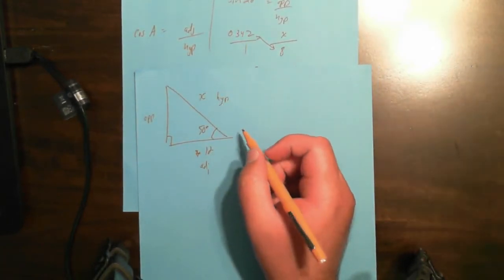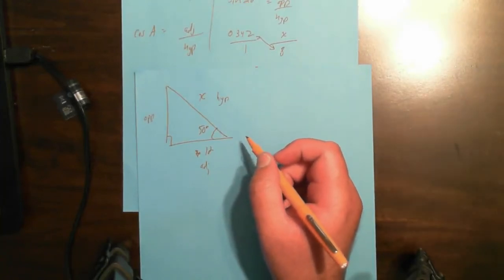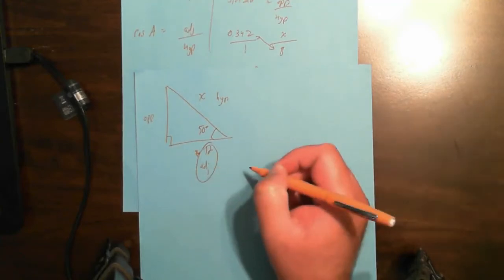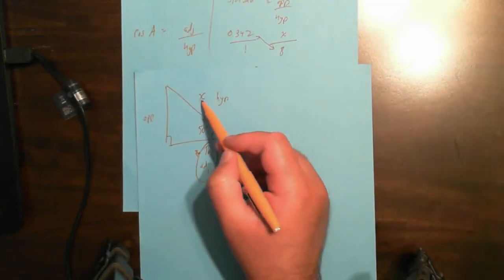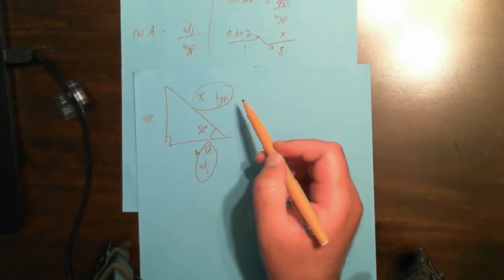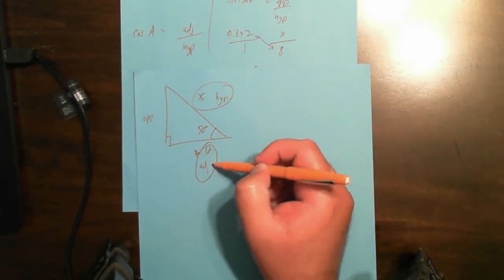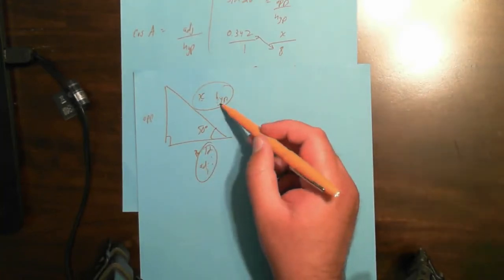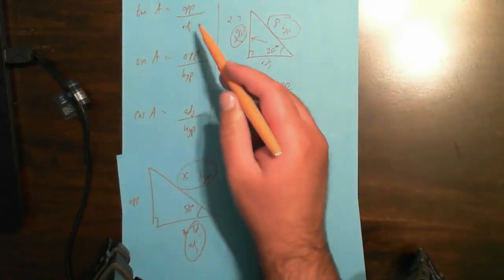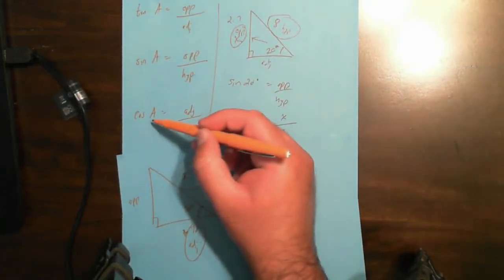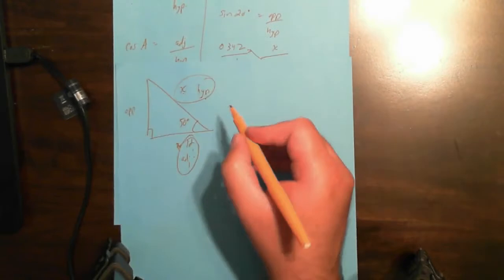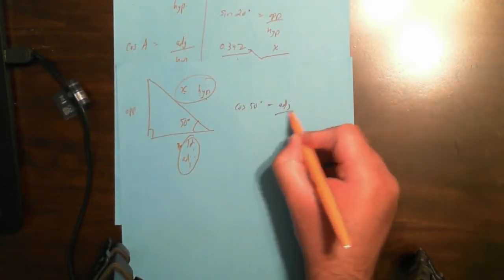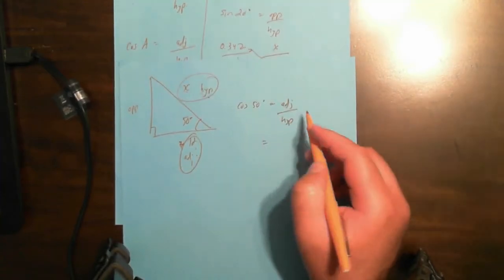Alright, so I need to find out what ratio to use here. Well, I know what the adjacent side is. The adjacent side is 12, and I want the hypotenuse. So that means the ratio that I use needs to have the adjacent and the hypotenuse. Which ratio uses adjacent and hypotenuse? Well, you can look at them, and you can see adjacent and hypotenuse would be cosine. So I've got cosine of 50 degrees equals adjacent over hypotenuse.